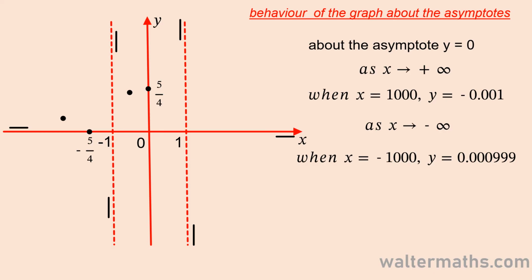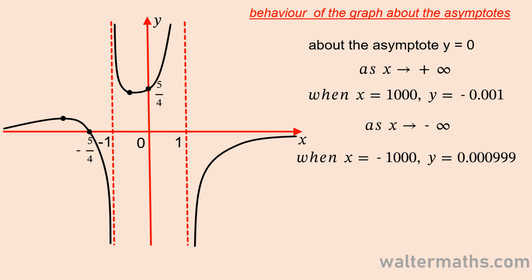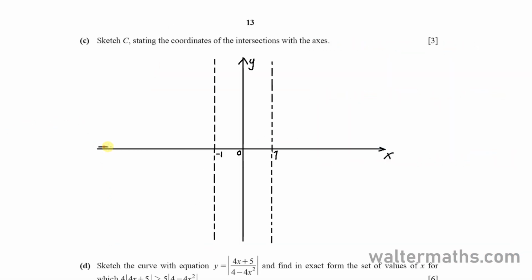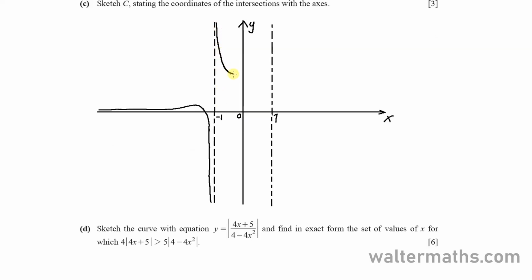So I now have all the markers for my graph. So if I'm to join it up, I'll get the graph coming out this way. So this here is the graph. So here the graph will come out like this. And on this part, it will come out like this. And for this tail, it will be like this.